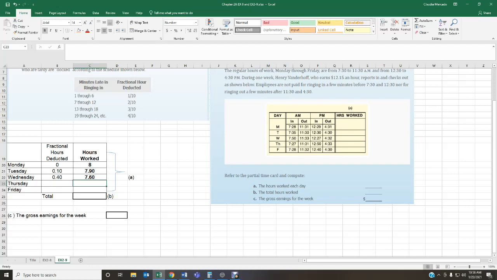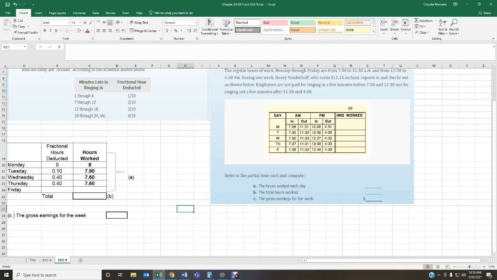So the only issue with Thursday was that the employee clocked in from lunch 20 minutes late. So 20 minutes translates to 4/10 of an hour. So that means it's a 0.40 penalty deduction. So that means that the employee on Thursday worked 8 hours minus the fractions hours deducted of 0.40. That is 7.60. Okay, let's look at Friday.